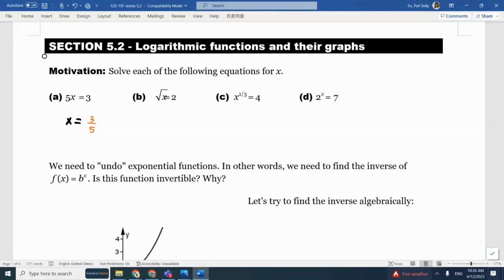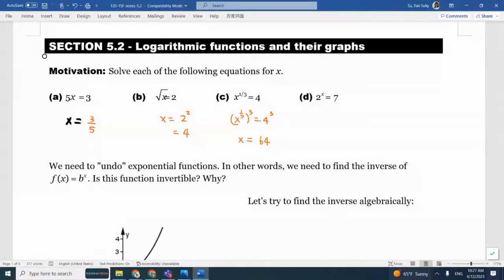How about here? This is a square root of x. To get rid of the square root, you square both sides. And what is 2 squared? 4. How about cube roots? How do you get rid of the cube roots? Cube, right? Cube. So you get x is 4 cube. 4 cube is 4 times 4 is 16. 16 times 4, 64. Very good.